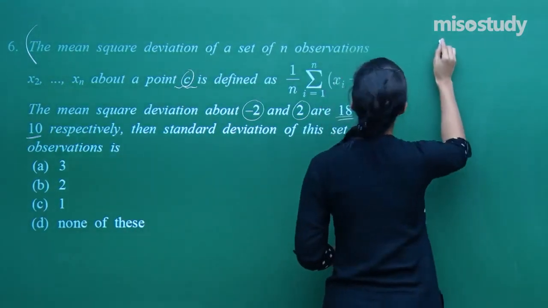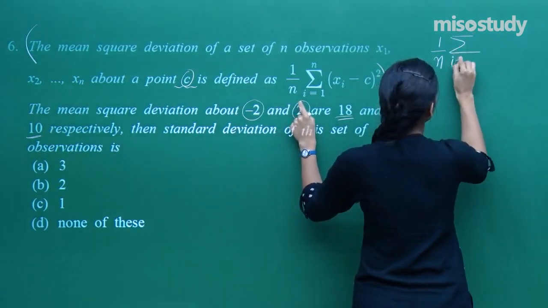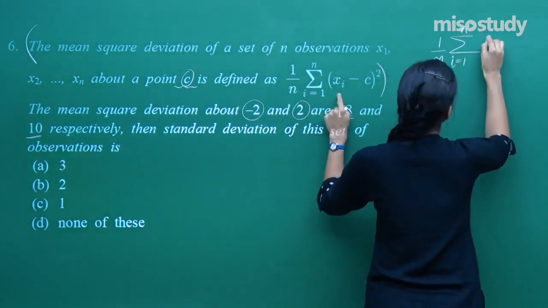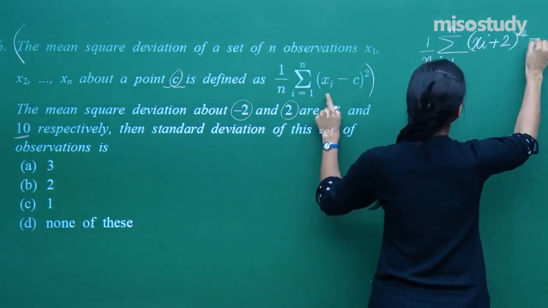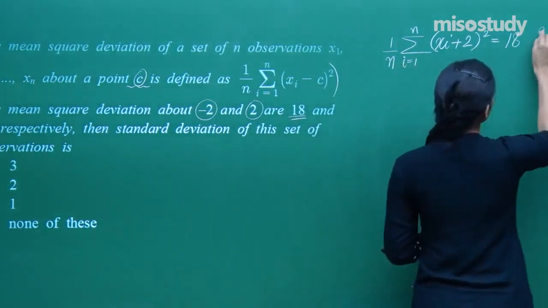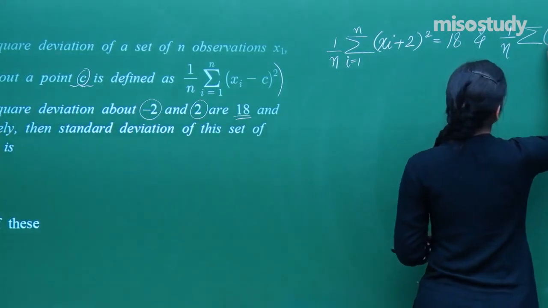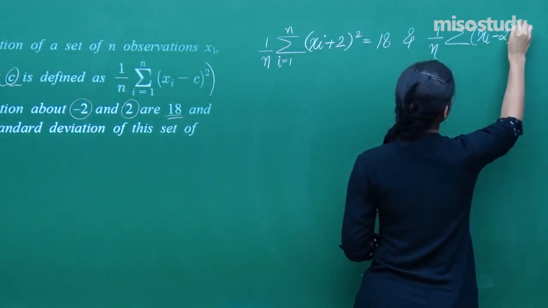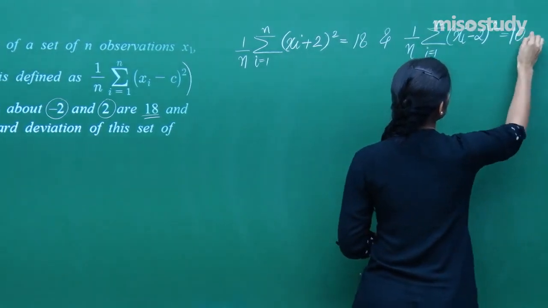We are given that 1 by n summation, i running from 1 to n, xi minus -2 whole square, is given to me as 18, and 1 by n summation xi minus 2 whole square, i running from 1 to n, is given to me as 10.